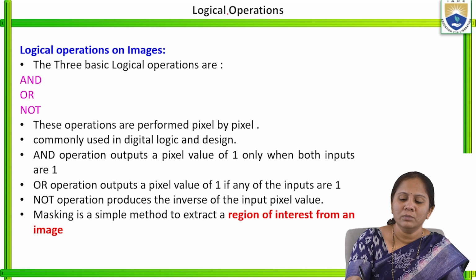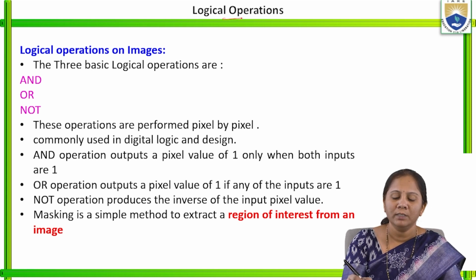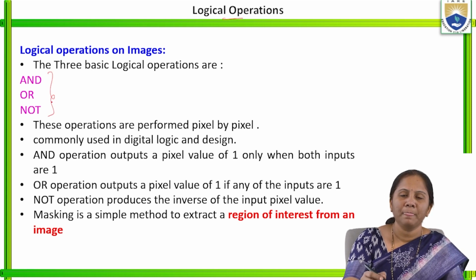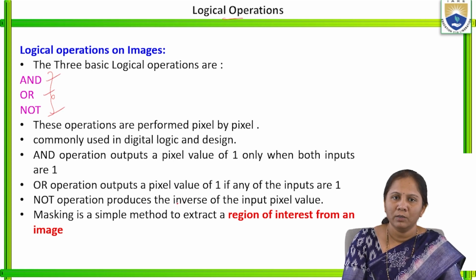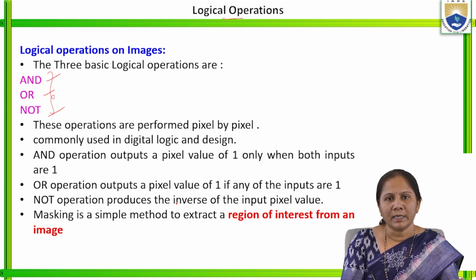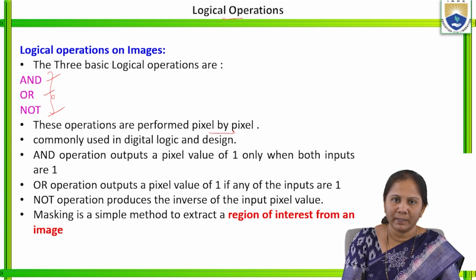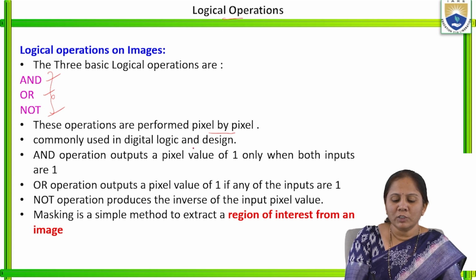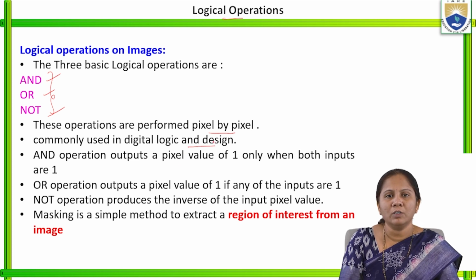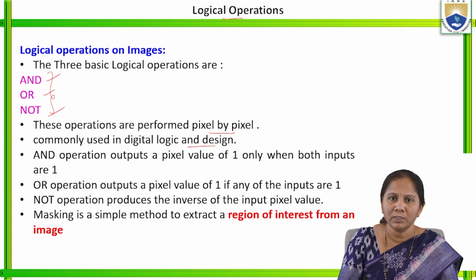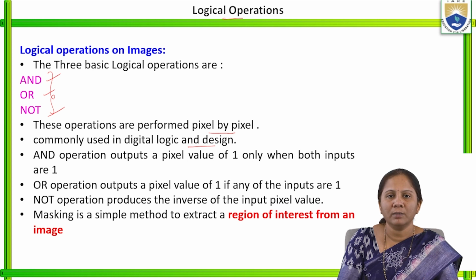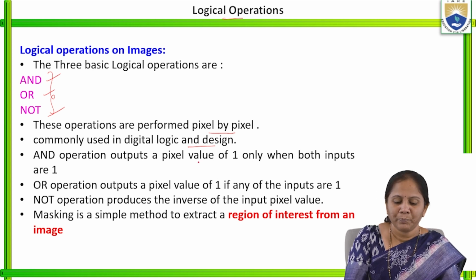Next, coming to the logical operations, here we are going to see 3 logical operations: AND, OR and NOT. Same as arithmetic operations, these operations also should be performed pixel by pixel. It is commonly used in digital logic and design. That means here we are going to perform these AND, OR and NOT operations only on digital images, which are represented only in terms of zeros and ones.